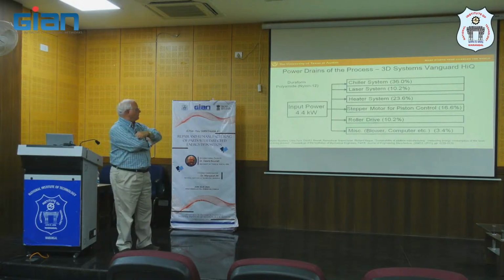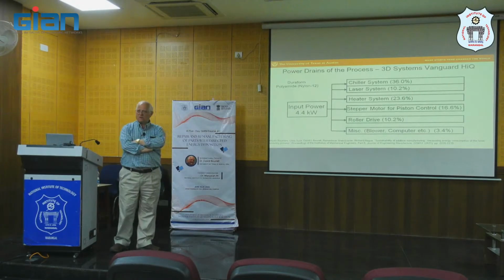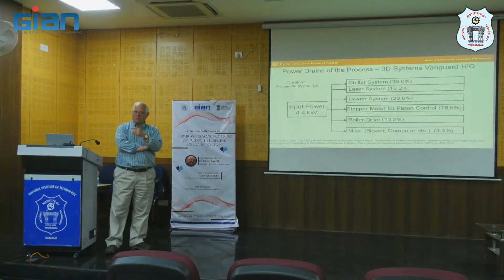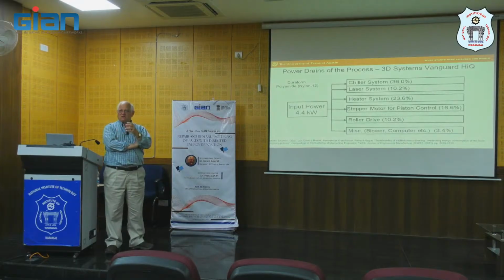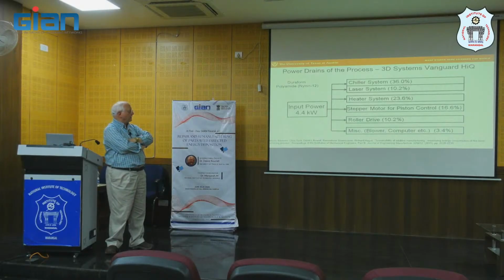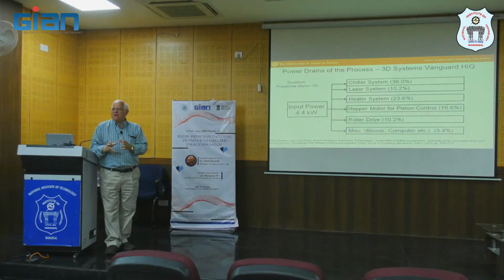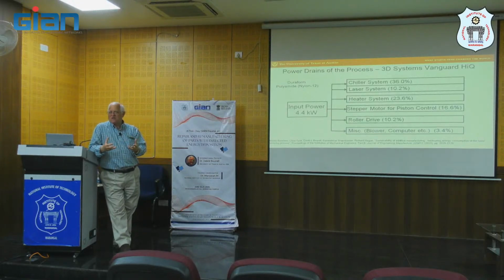About a third of that energy is going to the chiller system to provide cooled water for the laser. Another 10% went to the laser system, producing the laser beam, and another 10% to the laser. So about half of the energy is associated with the laser. Again, that's not totally surprising. There's a heater system that took about 25% of the power. And that's something specific to powder bed fusion of polymers.